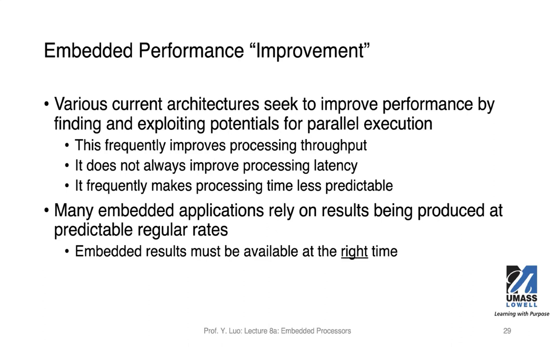Various current architectures seek to improve performance by finding and exploiting potentials of parallel execution. If you find there are two parts of your program that can be executed at the same time, and you have resources, for example, you have two or more cores in a processor, then you have a chance to improve the performance. And with multiple processors, you often improve the processing throughput.